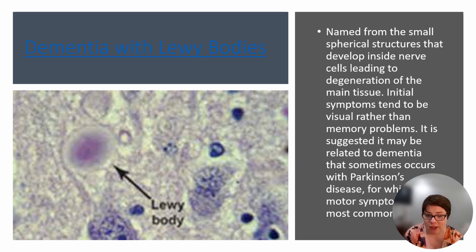There's also a lot of symptoms of anxiety and depression with dementia with Lewy bodies, and sometimes there can be disruptions with reality. So for example, hallucinations can develop. And in fact, this was the condition that Robin Williams was diagnosed with prior to his unfortunate suicide.